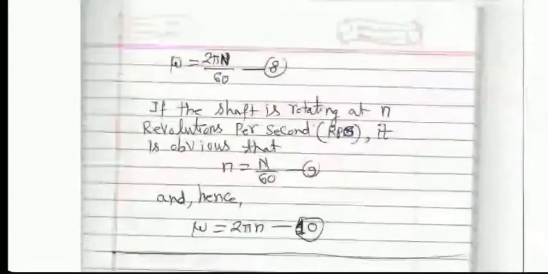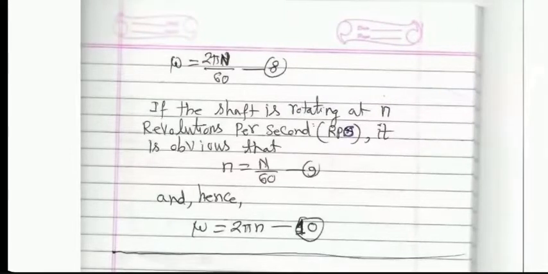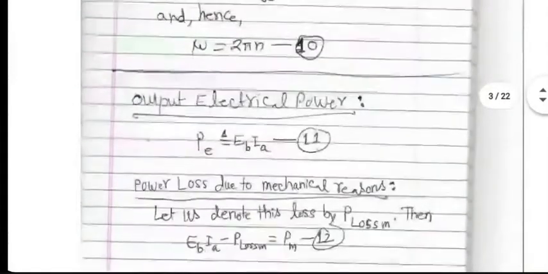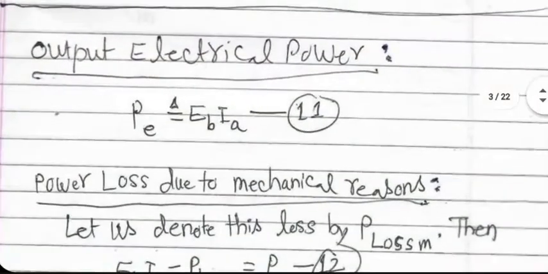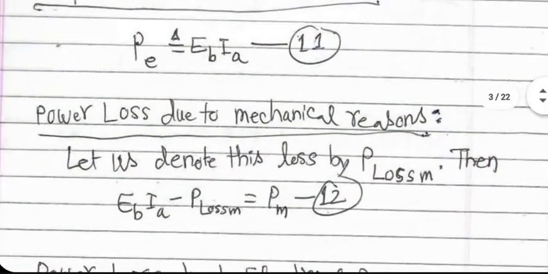Yeah, this equation should be kept in mind. Omega is 2 pi capital N divided by 60. In some books, you will find small n as capital N divided by 60. Small n would be known as RPS, revolutions per second. So if you use that symbol, then omega is 2 pi small n. And electrical power output, as I was mentioning already, is EB multiplied by IA. And from there, mechanical loss in watts will be subtracted to get the total mechanical output power.